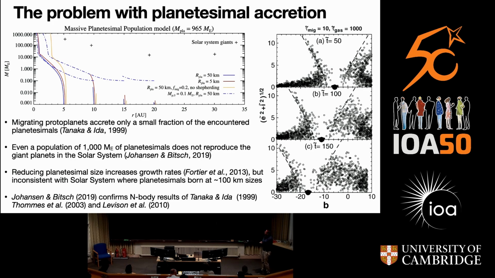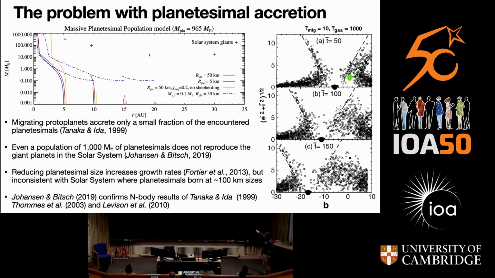So what is the problem with making planets only by accreting planetesimals? The problem is that it's very inefficient. I'm showing here actually a classical paper by Tanaka and Ida from 1999. It's a very nice paper with some very impossible to understand non-dimensionalized units. It doesn't matter too much here. It's just the distance from the star here relative to a starting position. And you see in an n-body simulation, the protoplanet is migrating towards the star. That's because of the gravity from the protoplanetary disk.